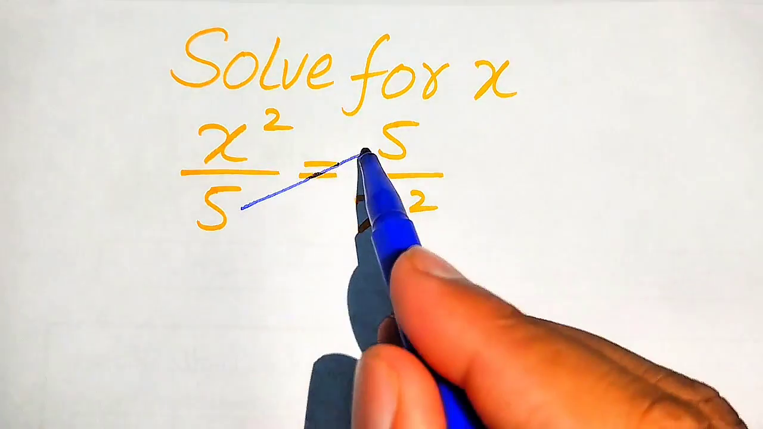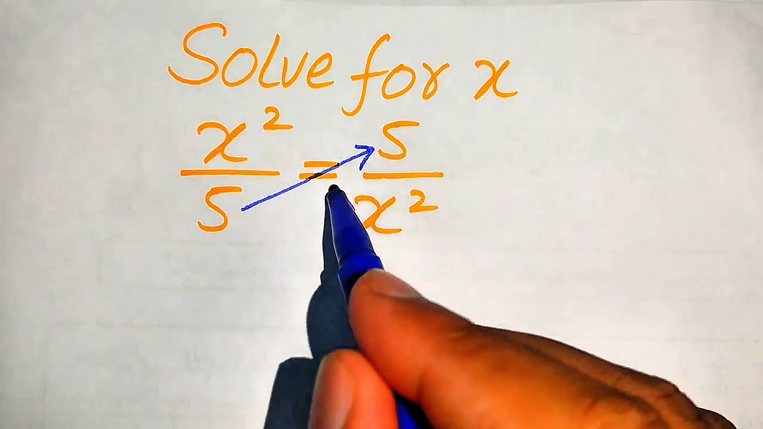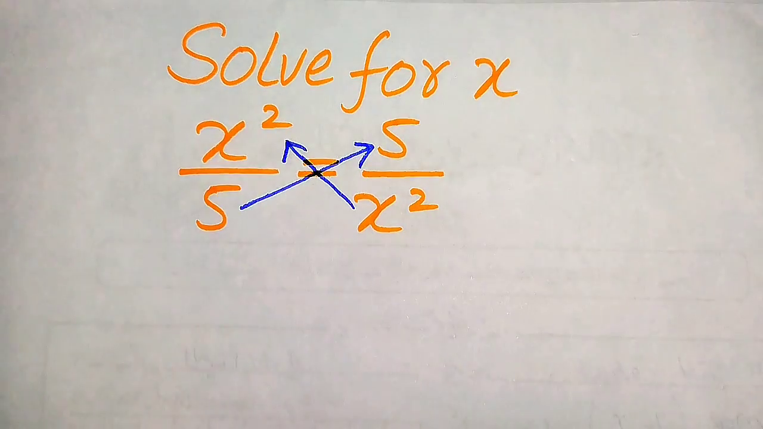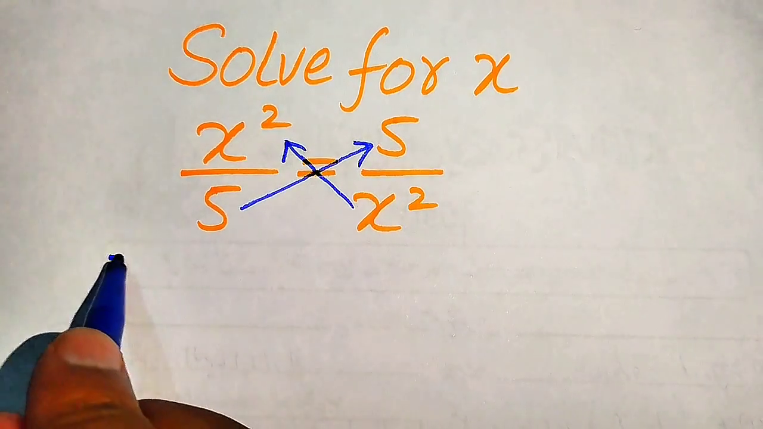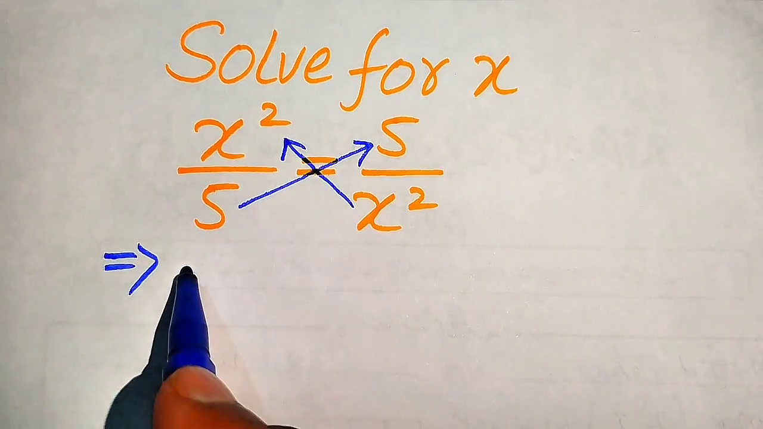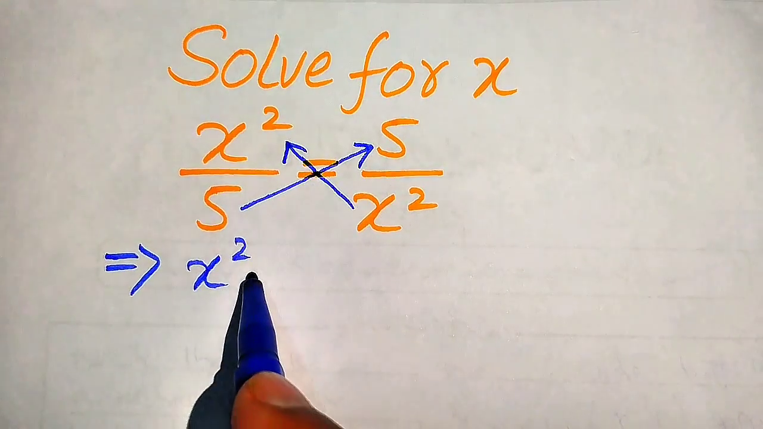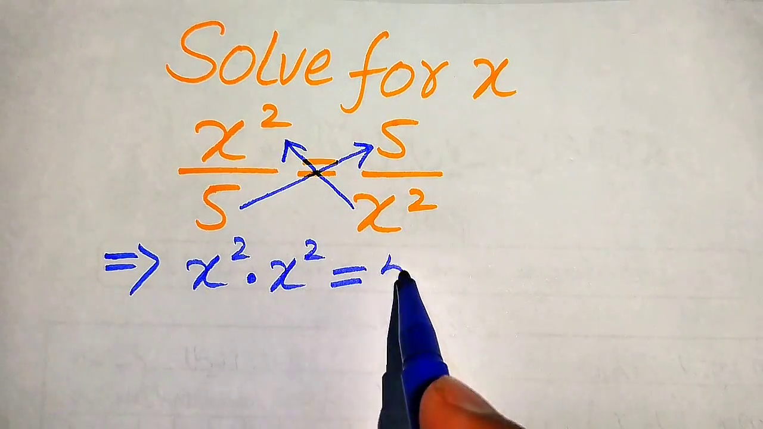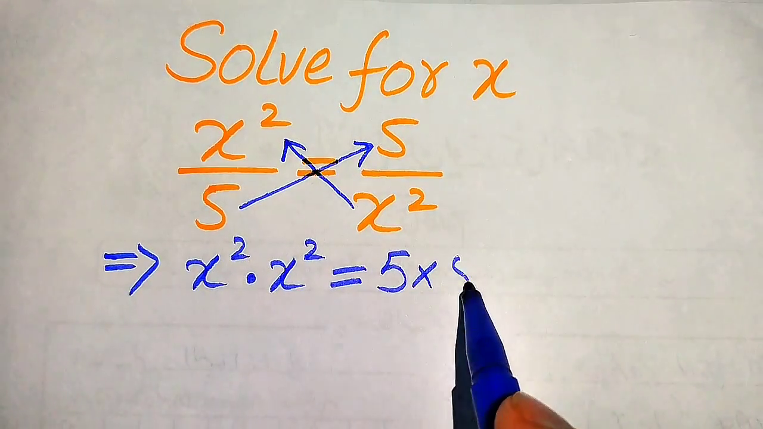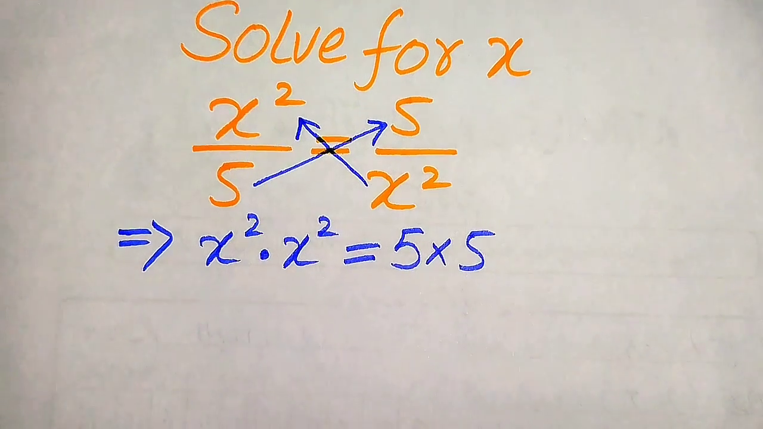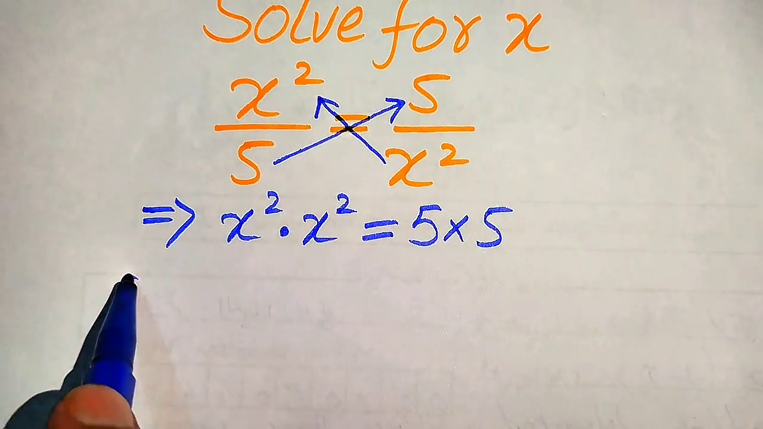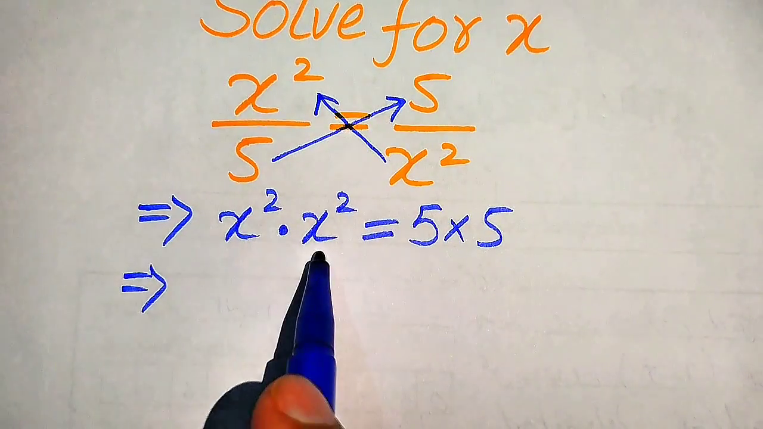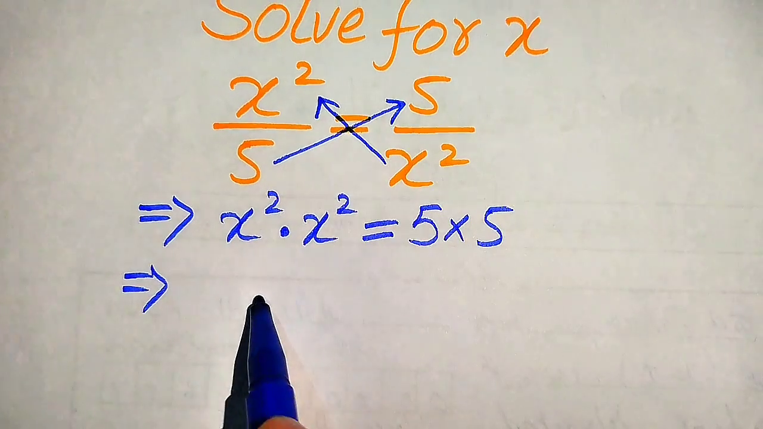and we multiply this 5 with this 5, and we multiply this x square with this x square. So after cross multiplying the terms, it will be written as x square multiplied by x square is equal to 5 multiplied by 5.